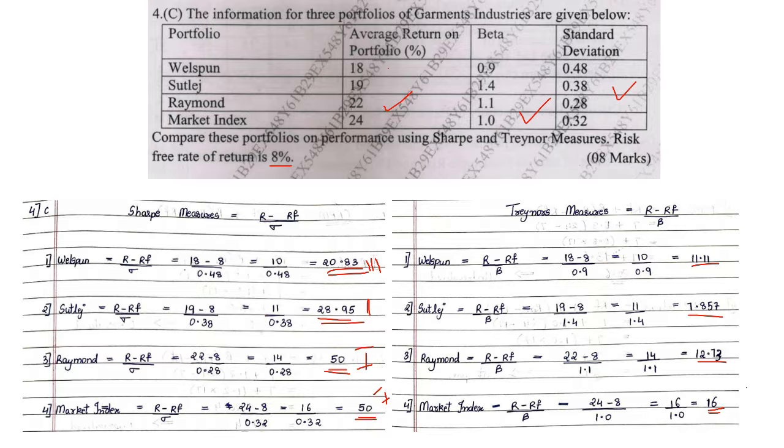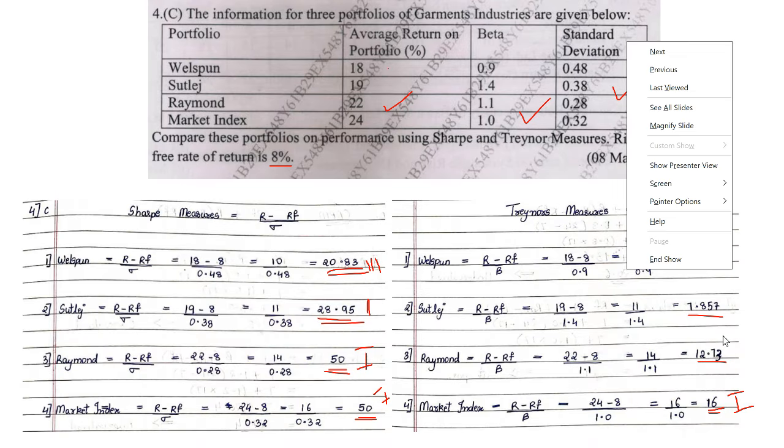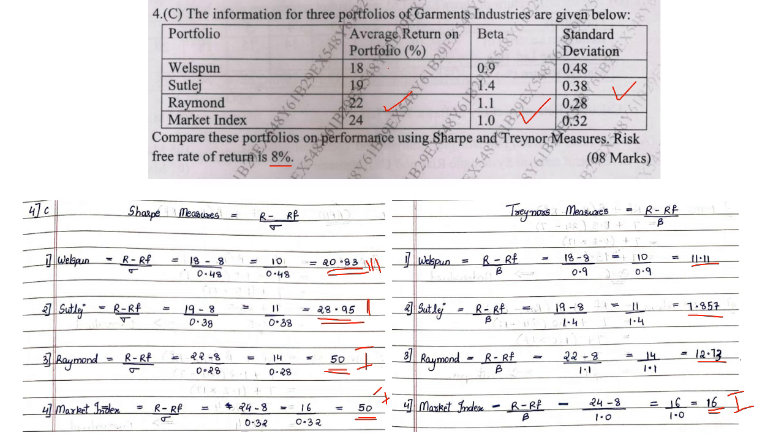So based on this, the highest is market index, so that's 1. Then comes Raymond, which is 2, because that's 12.73. Then we have Welspun, which is the third, and lastly we have Sutlej, which is 4. Okay, so this is how you all had to solve the sum based on Sharpe and Treynor's measure. You all can go through it once.